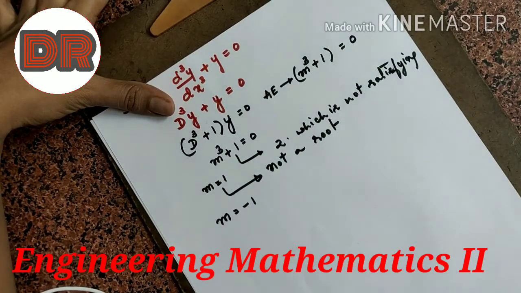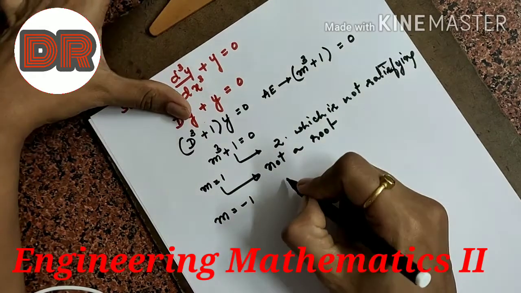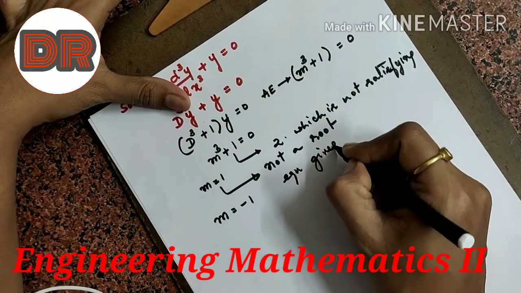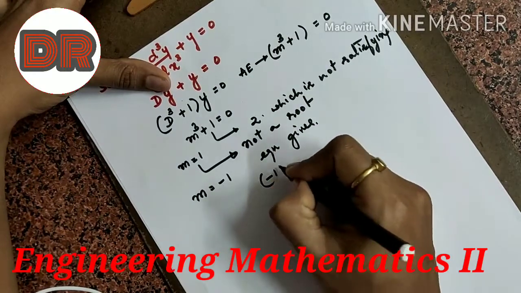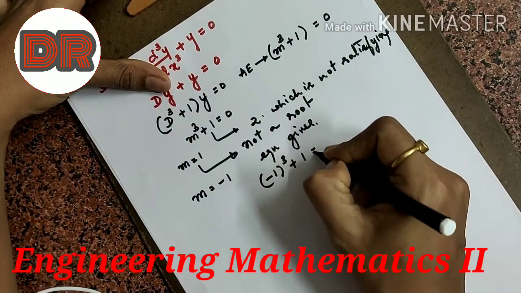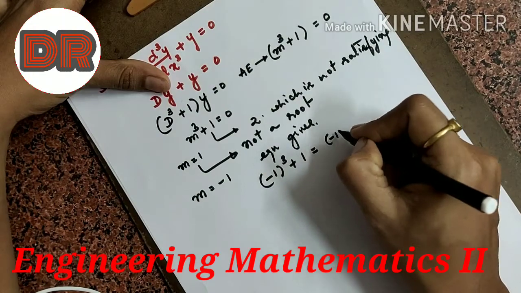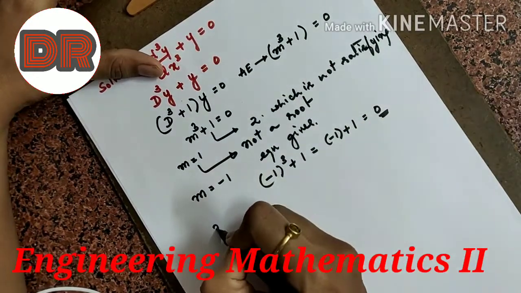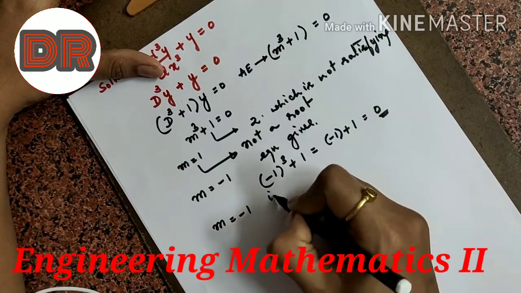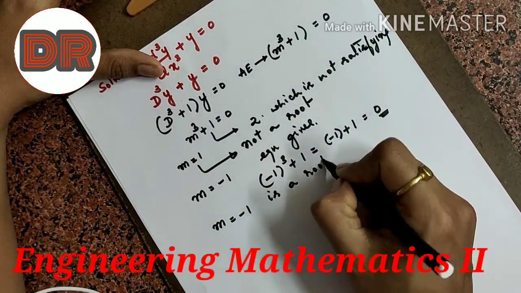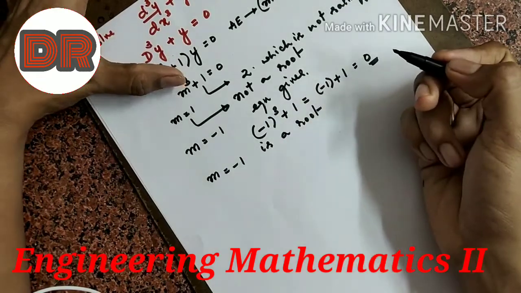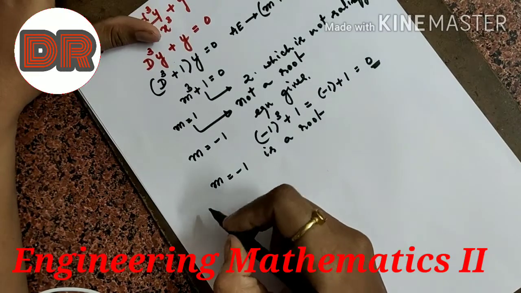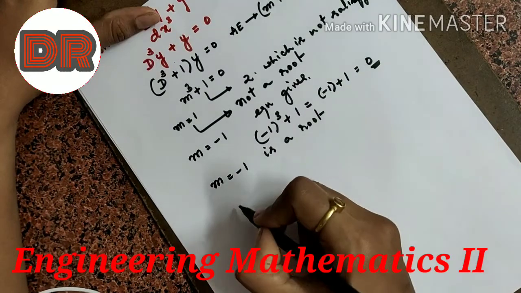So that will not be the root. If I substitute m is equal to minus 1, the equation gives me minus 1 cube plus 1, which is minus 1 plus 1, equal to 0. So m is equal to minus 1 is a root. Now we need to calculate 2 more roots because it's a third degree equation. So let us go for the synthetic division method.